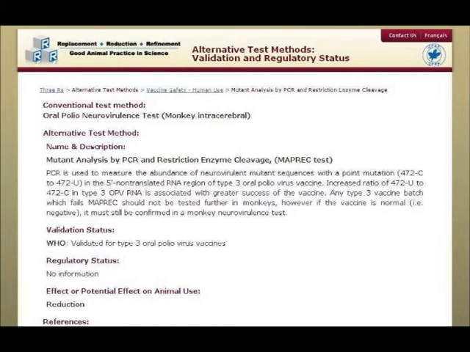So it seems that Dr. Michael Festing was probably right in his introduction. Even for oral polio, it does seem like monkeys are still used to test the vaccine's safety, which is very depressing. Anyway, the effect or potential effect on animal use for this test is a reduction. The validation status, the WHO, the World Health Organization, says this test is validated for type 3 oral poliovirus vaccines. So, like I say, it's a bit depressing, and hopefully someone can come along and get a complete replacement test for the oral polio neurovirulence test.